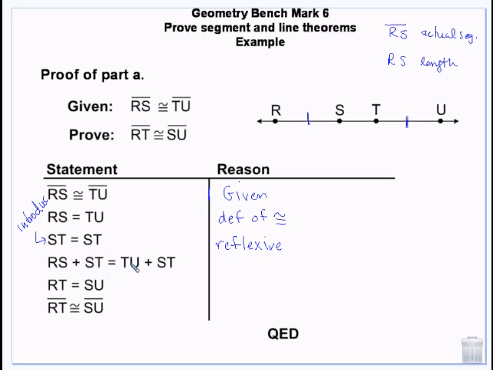RS plus ST is equal to TU plus ST. It's addition. I'm adding the same thing to both sides. And then RS plus ST gives me RT, and TU plus ST gives me SU. That's segment addition. And the difference between addition and segment addition is here I'm just adding the same thing to both sides, and here I've actually added the two parts to make a bigger part. And because they're equal, they're congruent. That's the definition of congruent.